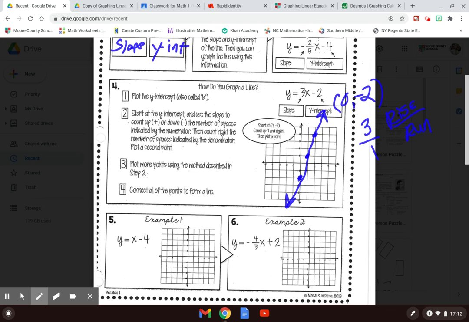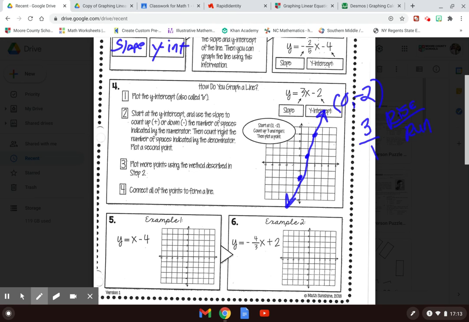Now, whenever you make a line, the minimum number of points that you need is 2. Sometimes you can draw 3, 4, or 5 if you want to get a better idea of what your line is going to look like. But the minimal amount of points that you need to graph a line is 2. All right? So let's look at example 1.